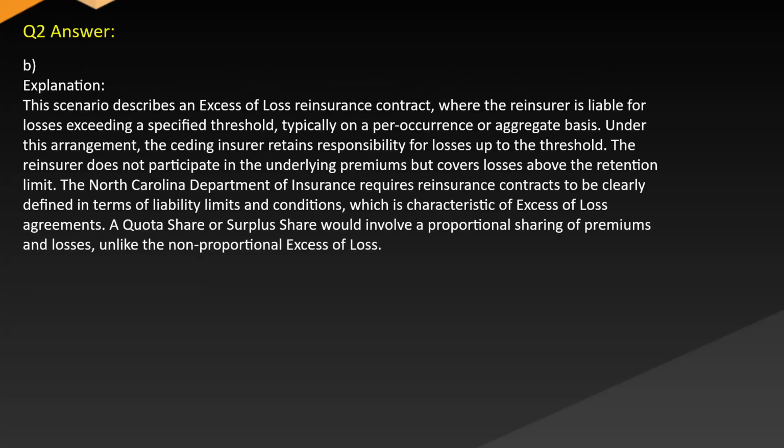Answer. B. Explanation. This scenario describes an excess loss reinsurance contract where the reinsurer is liable for losses exceeding a specified threshold, typically on a per occurrence or aggregate basis. Under this arrangement, the ceding insurer retains responsibility for losses up to the threshold. The reinsurer does not participate in the underlying premiums but covers losses above the retention limit.